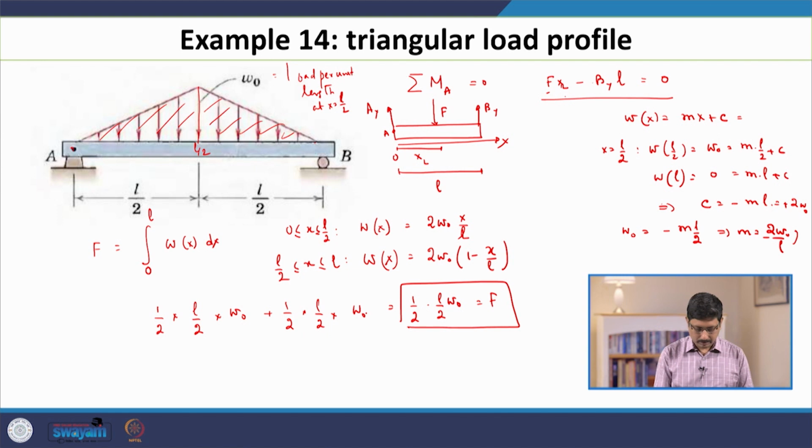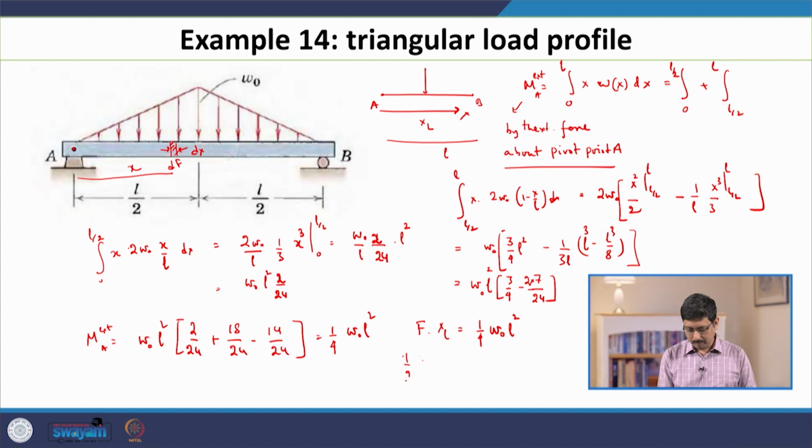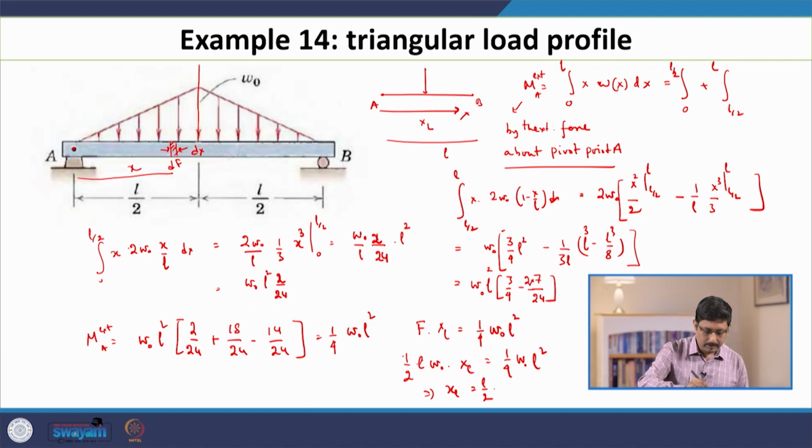Yeah, so again I made a mistake here in the previous slide. It should be 1 half, because there are 2 factors of 1 by 4, and if we add them, you get a half. Half L times W naught times X L is equal to 1 by 4 W naught L square. So from here you get X L to be half L. Does it make sense? You can replace this external force with a total force of magnitude half times W naught times L, acting precisely at the middle point.